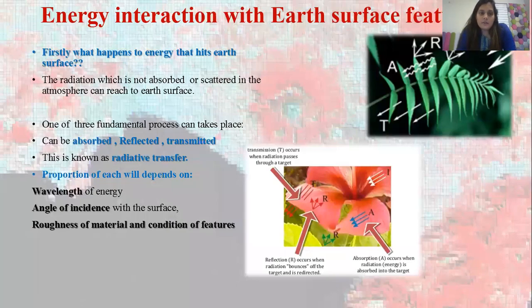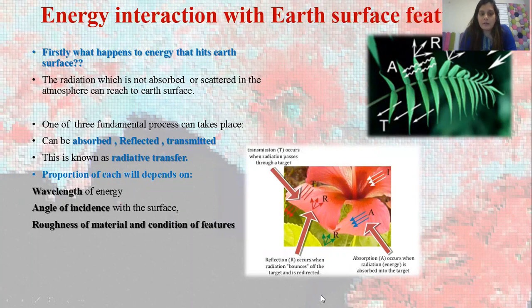Hello students. In the last session we discussed the energy interaction with the Earth's surface: how energy is absorbed by the target, how it is transmitted to the sensor, and how image information can be obtained. There are three fundamental processes: absorption, reflection and transmission. This process is known as radiative transfer. The proportions depend on wavelength, angle of incidence and roughness of the material.